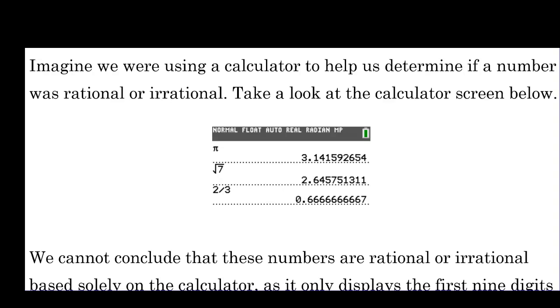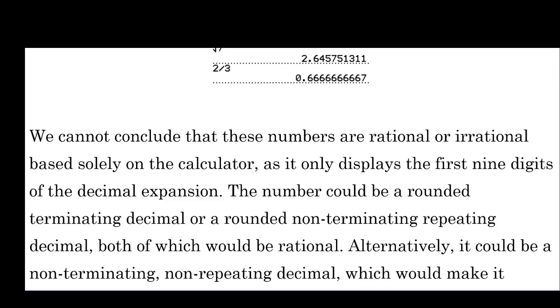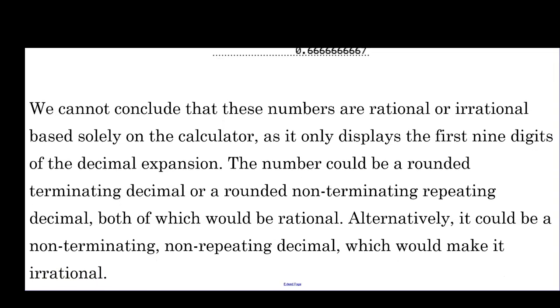2/3, that's a rational number. It's a repeating decimal. It's 0.6 repeating. But notice the calculator actually rounds it at the end because it can't keep going. It says, all right, I'm just going to round this last digit. So be careful. We cannot conclude that these numbers are rational or irrational based solely on the calculator, as it only displays the first 9 digits of the decimal expansion.